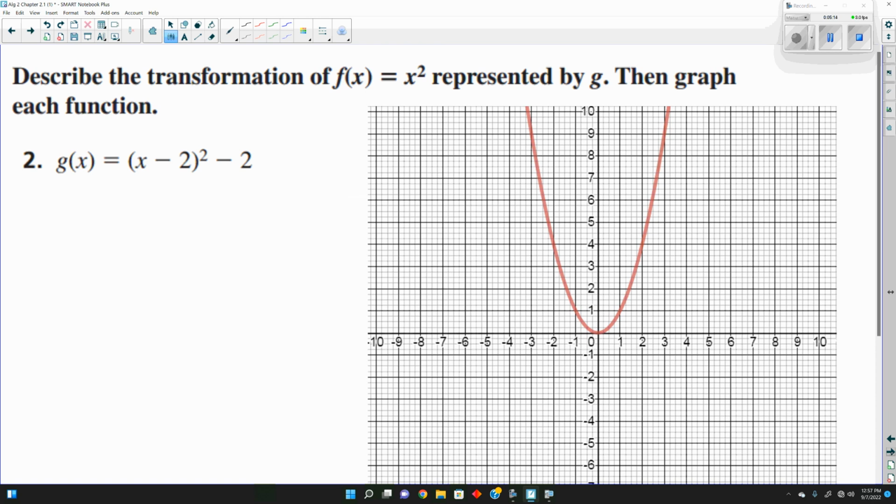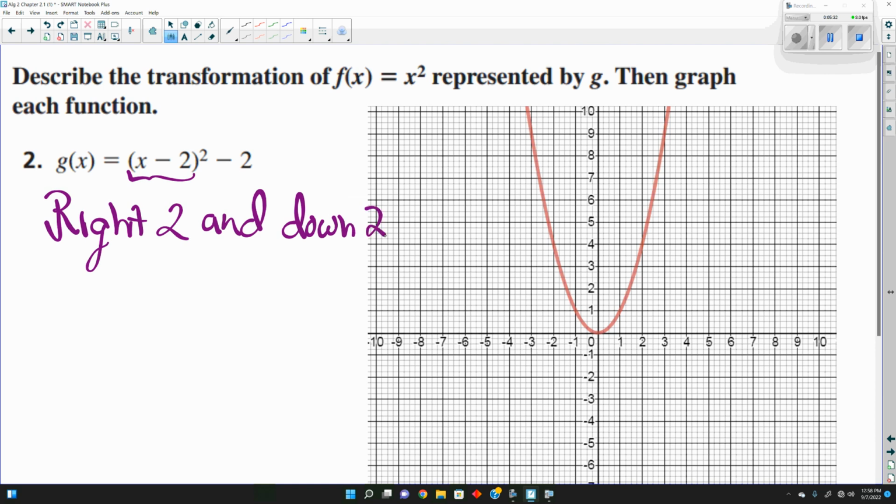So if we look at this here, inside the parentheses here we have minus 2. So that means it's going where? Right 2 and down 2. So that means any given point on the graph, and this here I included is the graph of f of x squared, our starting function, to our new function, each point is going to move right 2 and down 2.